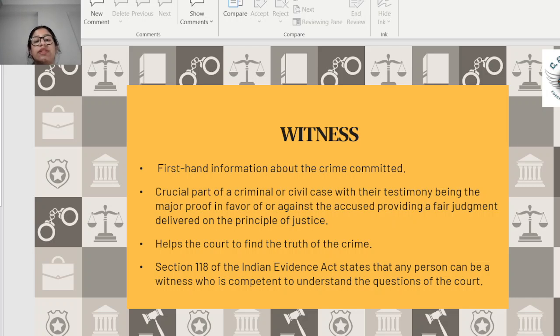Now if I ask you what a witness is, a witness is basically a person who witnesses any act or series of acts in a crime scene that is taking place. A witness may be any person who can perceive a fact through his senses. You have to always remember this statement: a witness can be any person who can perceive a fact through his senses.